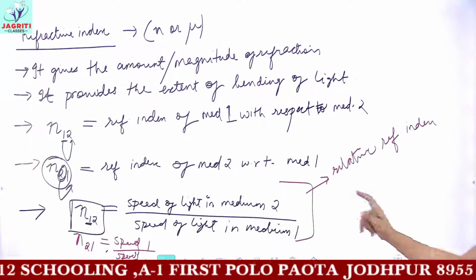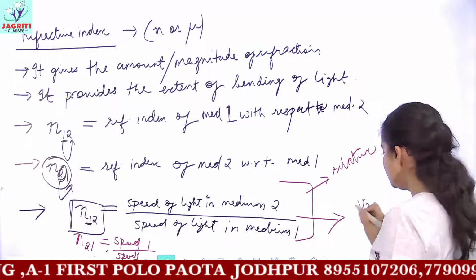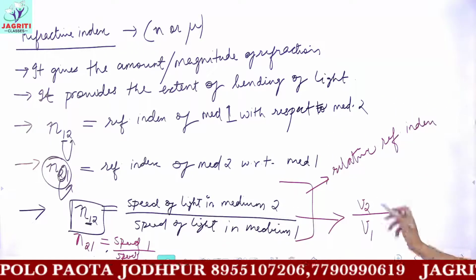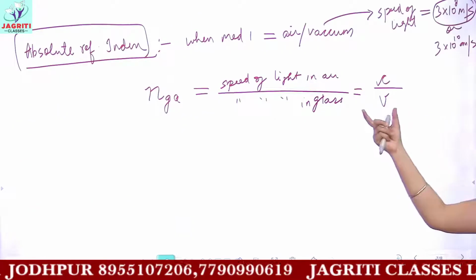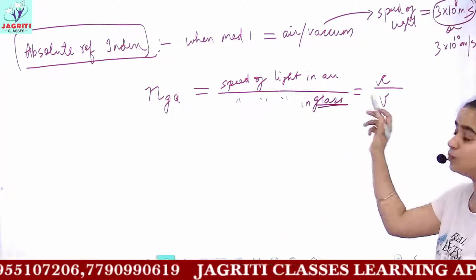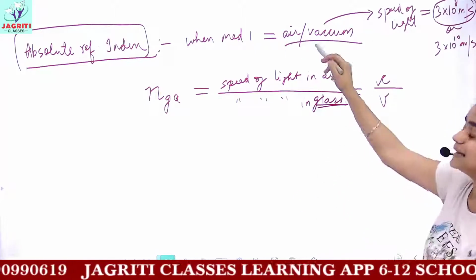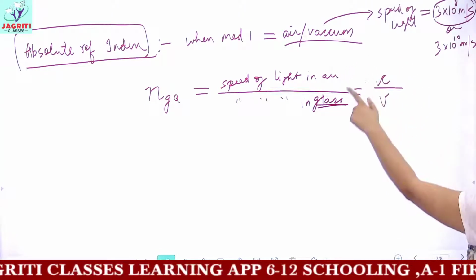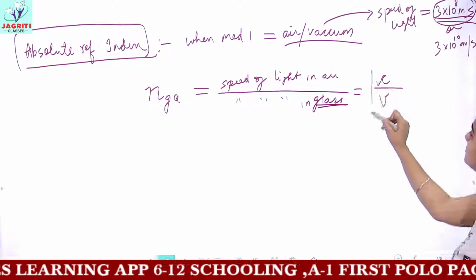Similarly, for relative refractive index, the speed of light in medium 2 is shown by v2, and the speed of light in medium 1 is denoted by v1. So this is the formula of relative refractive index, while this gives you absolute refractive index. Absolute means when you find the refractive index of one medium and the other medium is air or vacuum. Why are we taking air or vacuum as standard? Because in these media the speed of light always remains the same.